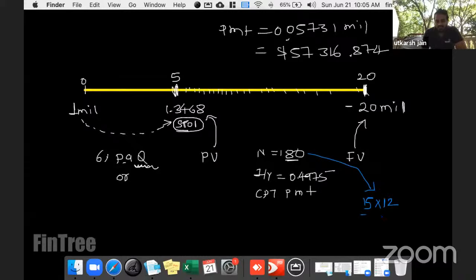So 12. So we get 180 here. So these are the number of months that we have between these two. Since he's making a monthly investment, so for 180.